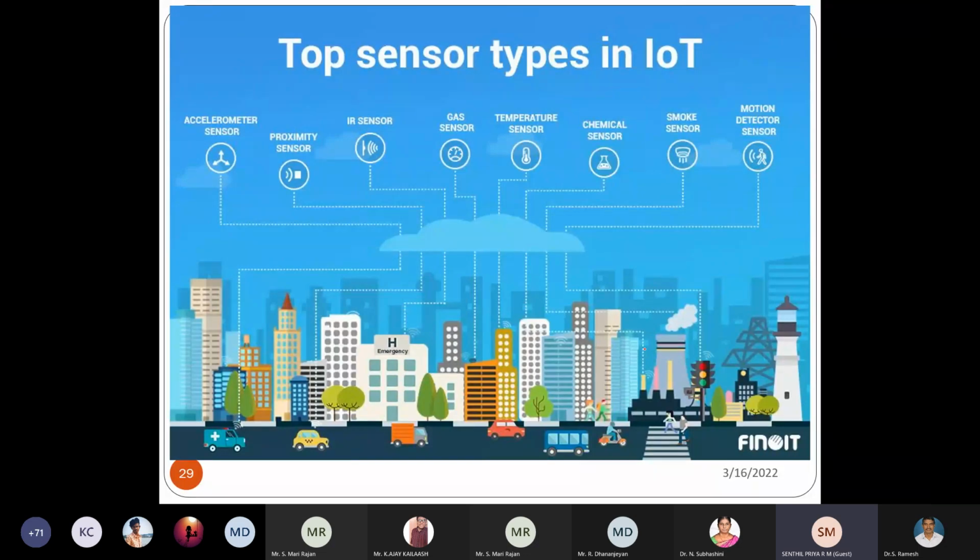Then the gas sensor. Leakage of gases and fuels in industries and everything can be detected. Then temperature sensors, as you all well know. Then the chemical sensor can also be used in research labs. Nowadays, chemical sensing is going to play a big role because of other upcoming technologies. Then the smoke sensor can be fixed anywhere in our home automation system. Then the motion detector is also there, where the motion of any moving system can be identified. So these are the top sensors in the Internet of Things.